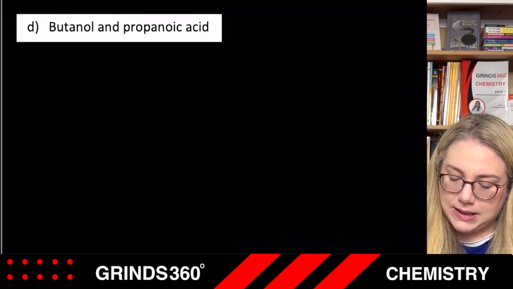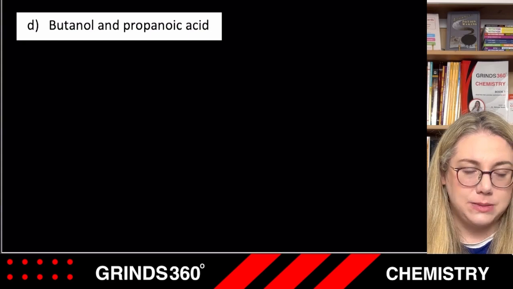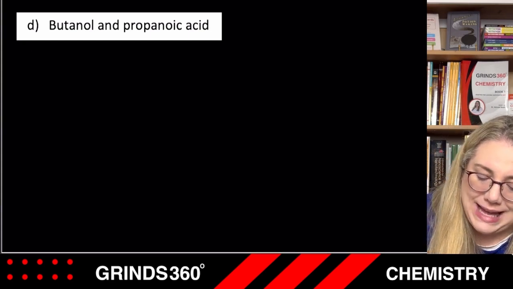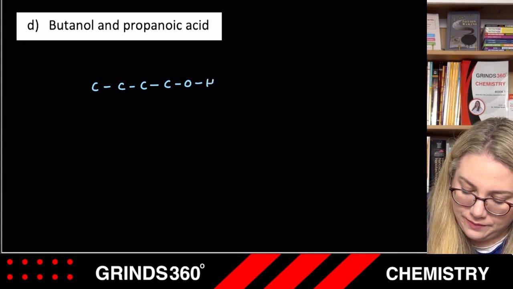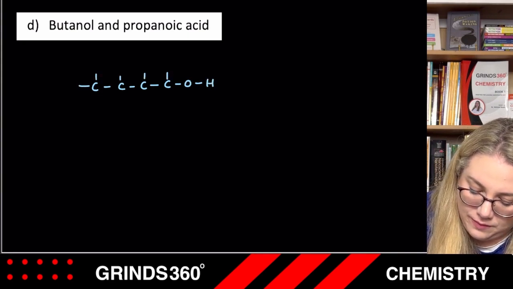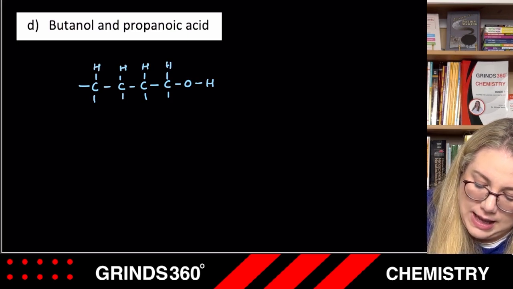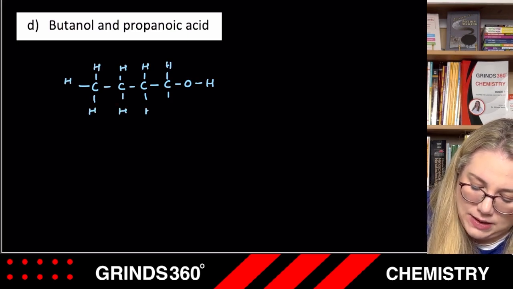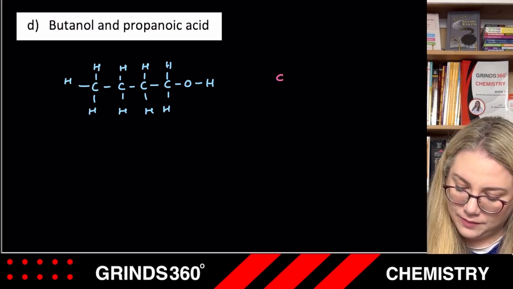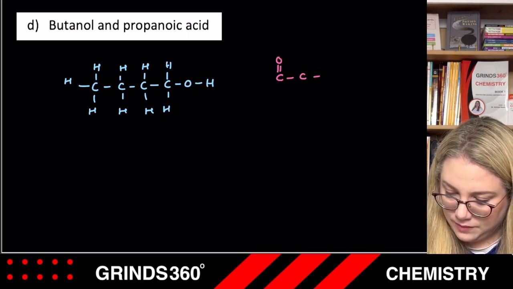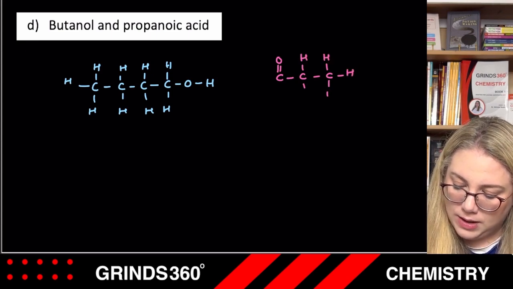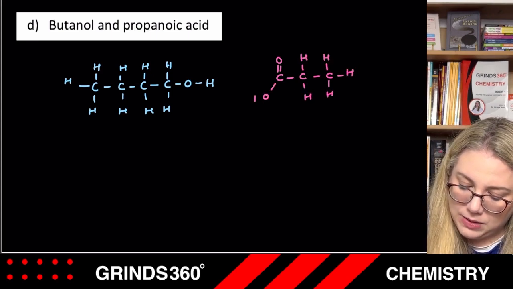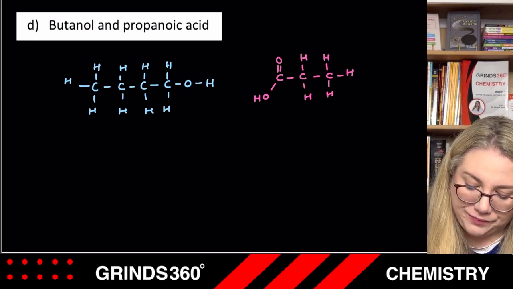Now, the last practice question that we're going to go through for these ones is butanol and propanoic acid. Butanol is C4. And propanoic acid is C3. Now remember, every carbon has to have 4 bonds. And then we show our carboxylic acid off the side.